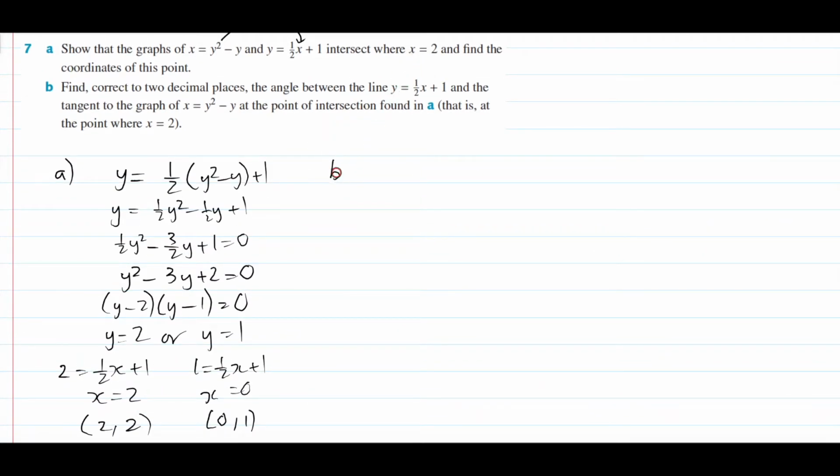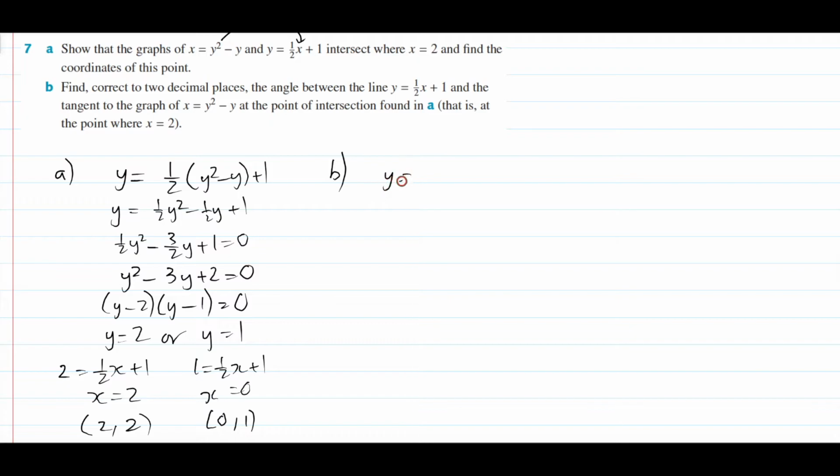Now let's move on to part B. This is what I want to go through, okay guys? So let's read. Part B, find, correct to 2 decimal places. So this is already a calculator question. The angle between the line y equals half x plus 1, so this line right here, and the tangent to the graph of x equals y squared minus y at the point of intersection found in part A. So we don't know the curve of this, but we just need to find the tangent at the intersection, right? So we can definitely do that.